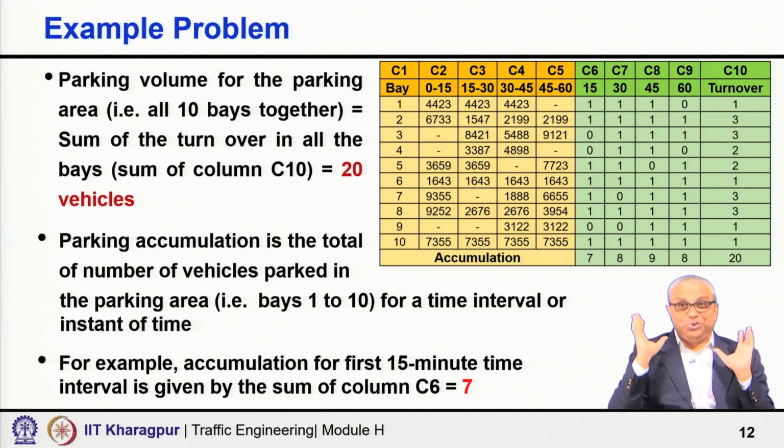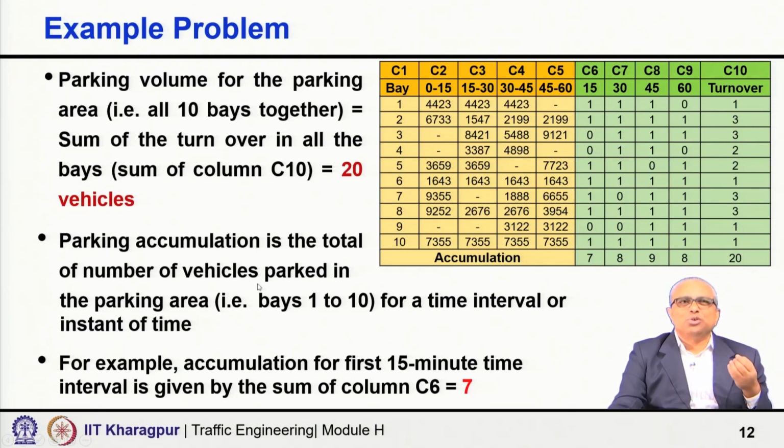All 10 bays together during this 1 hour, how many distinct vehicles has used this overall parking area? How can I get it? Simply, I can add these turnovers for each bay. The first bay is used by 1 distinct vehicle, 3 is used, 2 is used by 3 distinct vehicles. So, I can add, and I get 20.